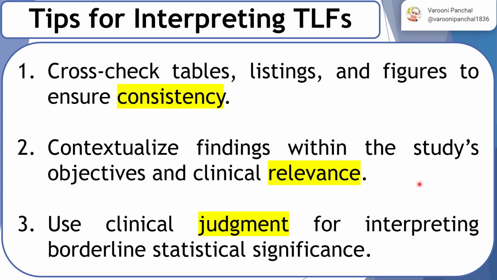Now the third top point is to use clinical judgment for interpreting borderline statistical significance. Whenever you give any kind of statistical significance, it will always be in statistical terms. For example, p value is less than 0.01, which is less than 0.05, so we reject the null hypothesis. If you talk like this to a common layman, like a person selling tea at a shop, that person will not understand anything, right?